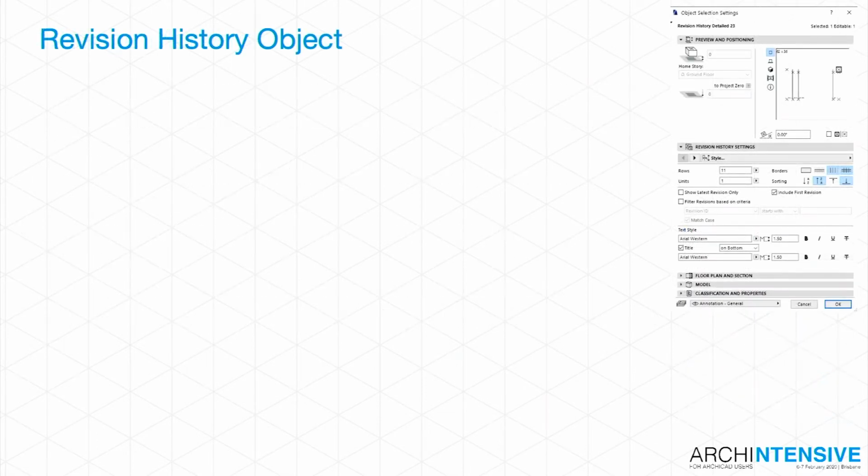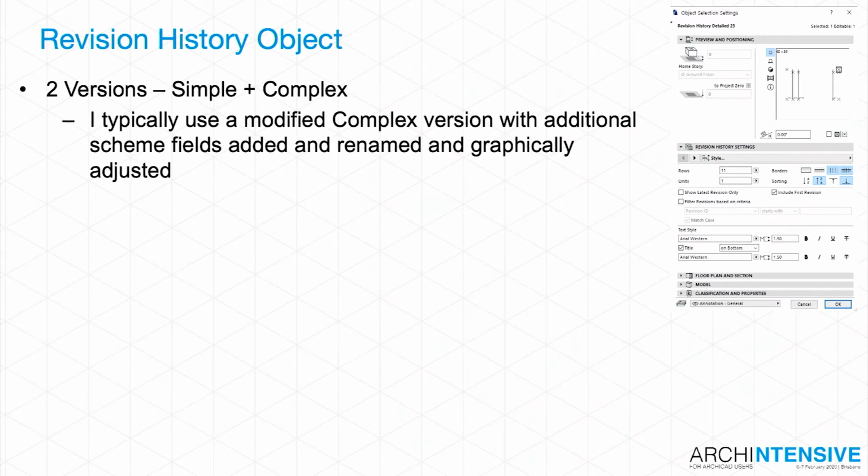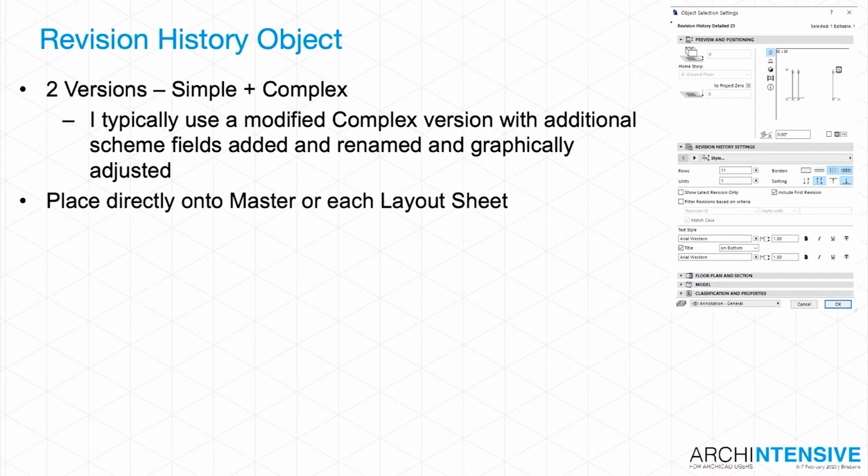So in terms of the revision history object, this is an object that's been created by Graphisoft. There are two versions, a simple version and a complex version. The complex version enables you to put in multiple changes, and it displays each of the different individual changes that occur per issue. Typically, I use a modified complex version with additional scheme fields added and renamed and graphically adjusted, which I'll show you shortly. This has to be placed directly onto a master, or if you're crazy, each layout sheet.